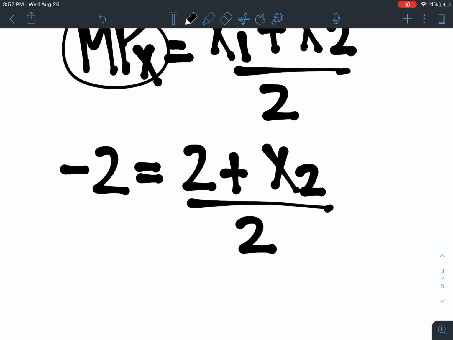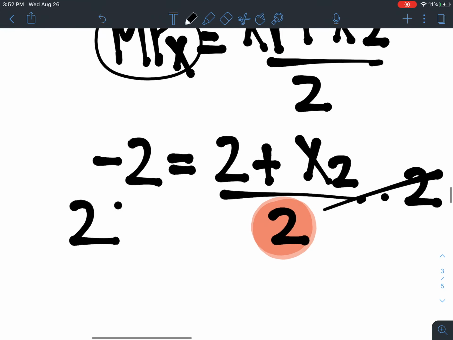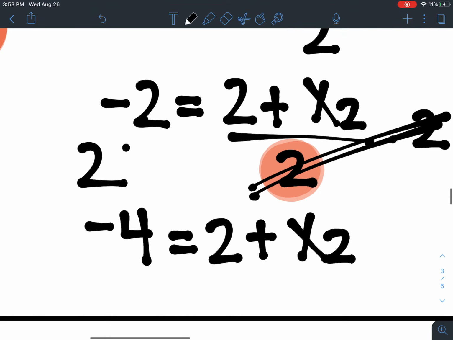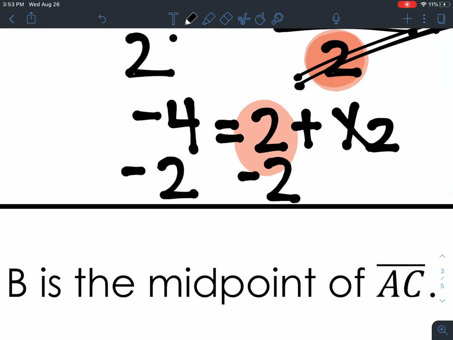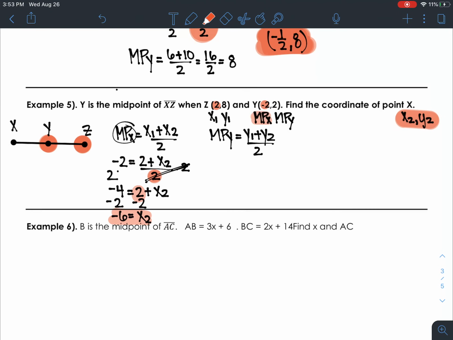So now let's solve. I actually have to get rid of this 2 in the denominator first, which means that because it's being divided, I need to multiply. So I'm going to multiply by 2 on both sides, and that's going to get this to cancel out. So negative 2 times 2 is negative 4, which is equal to 2 plus x2. Now to get rid of this 2, I have to subtract it over. So I get my x2 is negative 6.